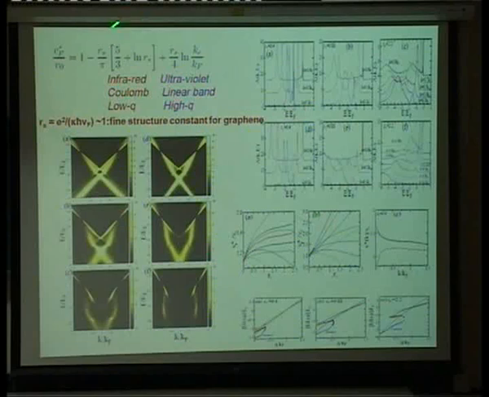Okay? Leading order interaction. This term is actually an ultraviolet divergence term. Normally in solid state physics, we never worry about ultraviolet divergence. We do not have ultraviolet divergence because of parabolic dispersion. We have a natural band cutoff, so ultraviolet divergence never shows up. But graphene is different. Graphene is linear.